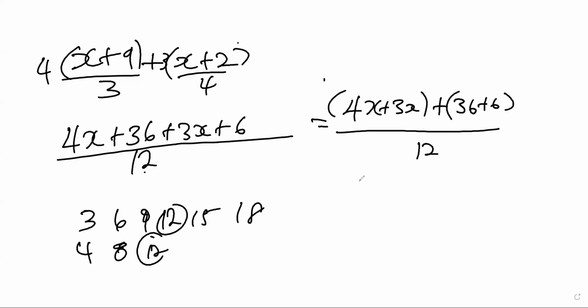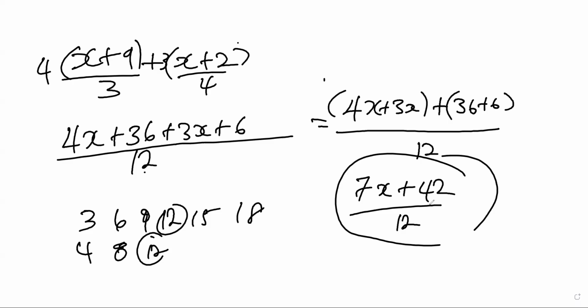So 4 plus 3, 7. 36 plus 6, 42. It can't simplify anymore, right? Because the 7, there's no number that can go into 7, 42, and 12. We want one that can go into all 3, and then we simplify all 3 of them. Big up Carnina. You got that one, fifth student. Good job. All right.